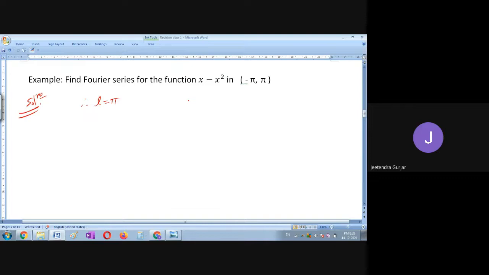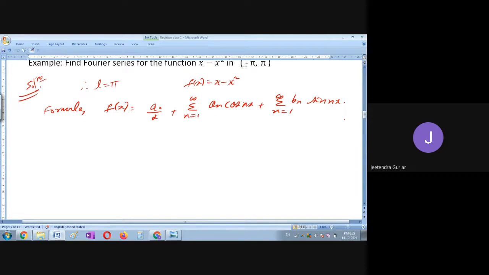Next, immediately find the function. So the given function is f of x is equal to, without wasting the time, write down all these things. Then please remember the formula here. The formula you should always remember: f of x is equal to a naught upon 2 plus summation n from 1 to infinity an cos nx. Already we have taken the formula in the previous example, same formula, because this L is pi.